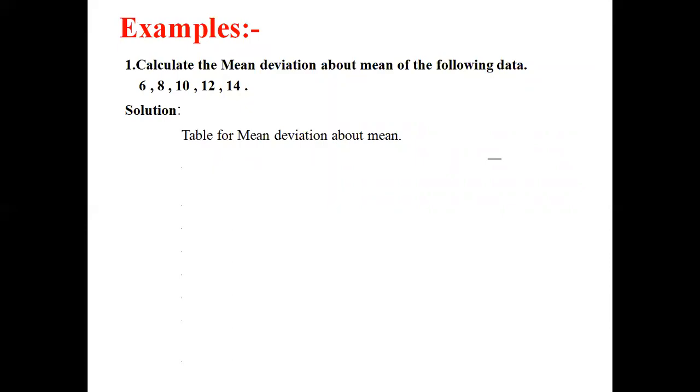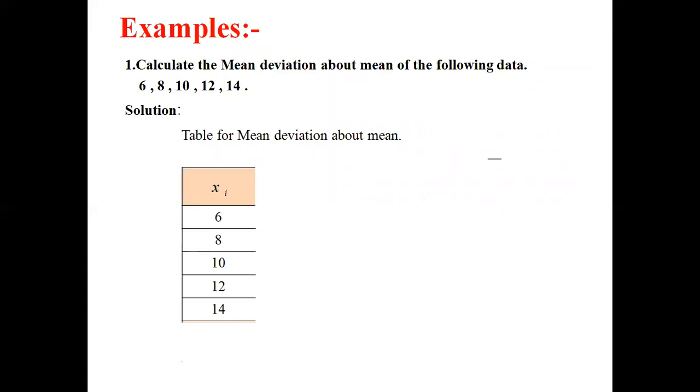So the solution is, to find the mean deviation, the first step is to find the mean. To find the mean, first write down all these observations, that is xi: 6, 8, 10, 12 and 14. And at the end, take the sum. The sum of all these observations is equal to 50.